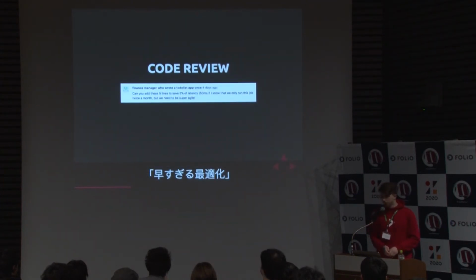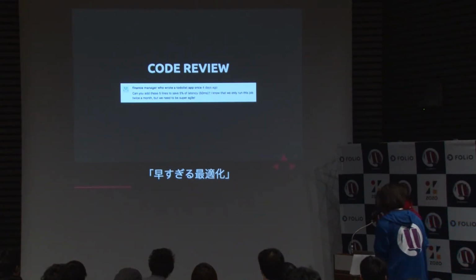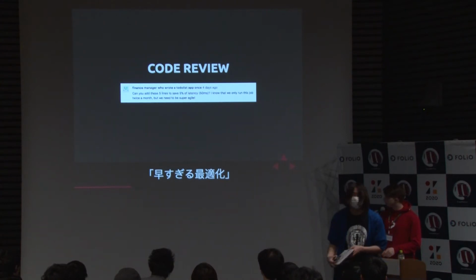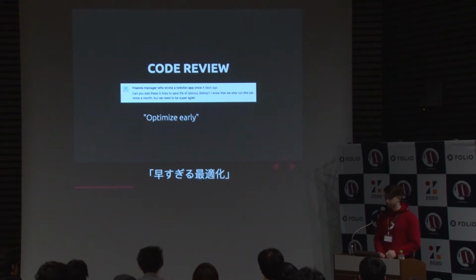Another comment from a finance manager who once wrote something. Can you add these 5 lines to save this 50 milliseconds of latency? I know that we only run this job twice a month, but we need to be super agile. And this comment asks us to optimize early. Because who knows, maybe at some point we'll start using this once per day or once per hour. Then we'll need those extra milliseconds and spare cycles.